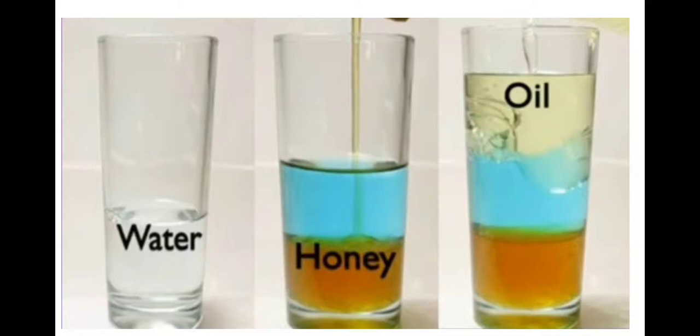Why is it so? Different substances have different density, which means for the same volume, different substances weigh differently. Heavier substances tend to settle at the bottom like honey, and lighter material like oil tends to float on the top. So from this we understand density is the amount of mass in a unit of volume of matter. Every substance has a different density.